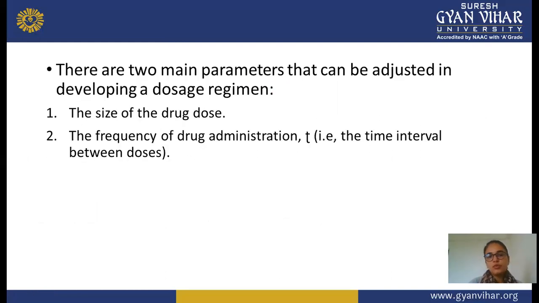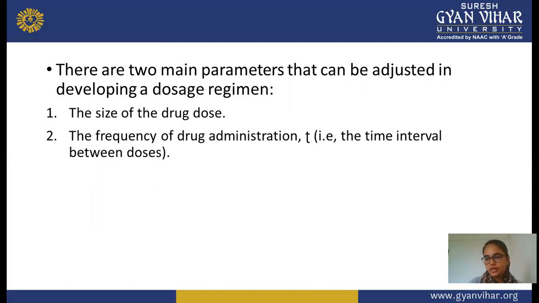Next, in this, there are two main parameters that will be adjusted by developing the dosage regimen. These two parameters you should maintain for adjustment of the dose regimen. In this, first is the size of the drug dose, means how much is the administered dose or particular dose of your drug.